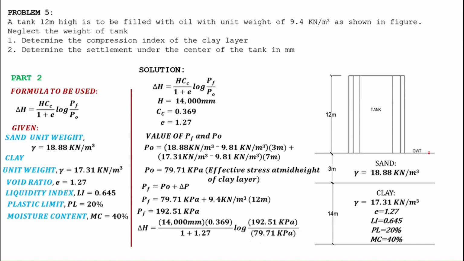We can now use the formula for settlement. Delta H is equal to 14,000 millimeters times 0.369 over 1 plus 1.27 log of 192.51 kilopascal over 79.71 kilopascal. Our settlement therefore is equal to 871.48 millimeters.